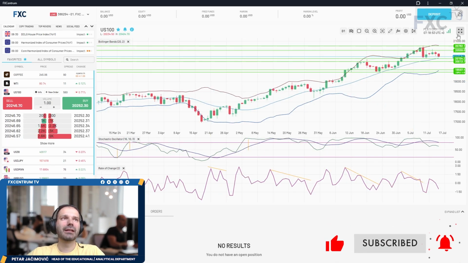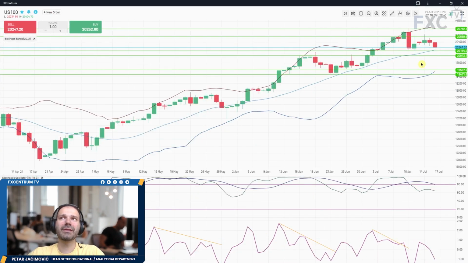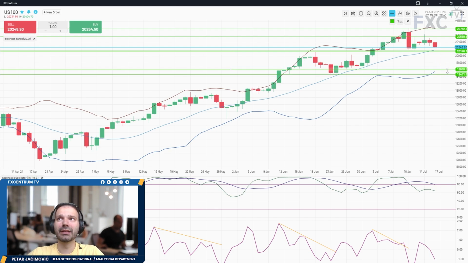US 100 is poised for a further downside movement. So there was an attempt here for market to retest high, but we can see that market failed to do that. So if the market can break 20,140 and hold below, there will be a chance for a retest of this 19,600 mark or the lower Bollinger Band on the daily time frame.